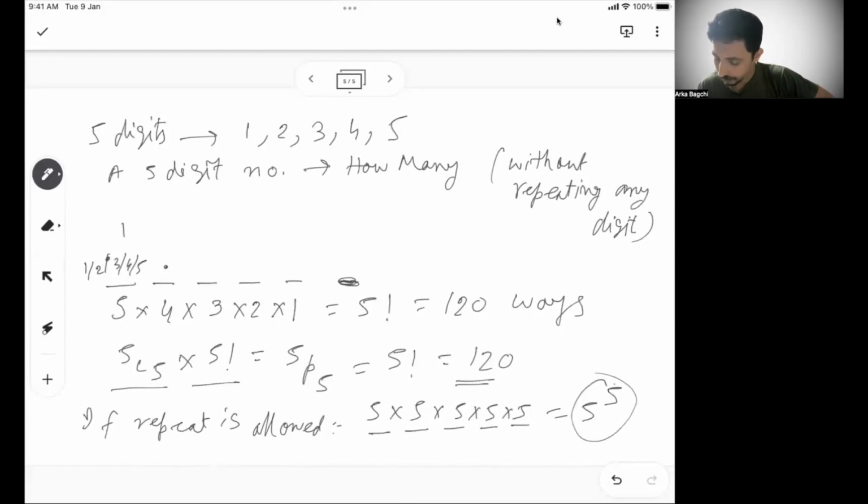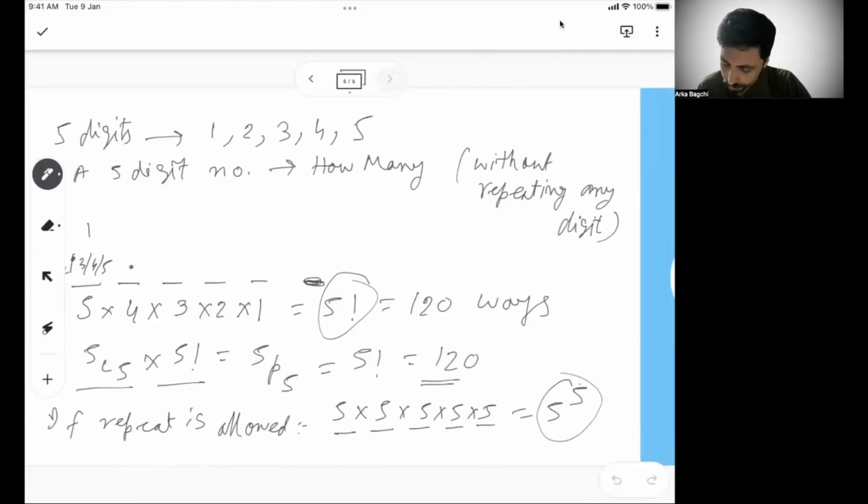So understand the difference between 5 factorial and 5 to the power 5. The first one is when repeat is not allowed. You have chosen a number in one place, you cannot choose it for any other place. And when repeat is allowed, you can choose any number at any place, no matter whether you have chosen it earlier or not. So 5 numbers are possible in each position, so it's 5 to the power 5. This is a very important problem for you to understand in this way.